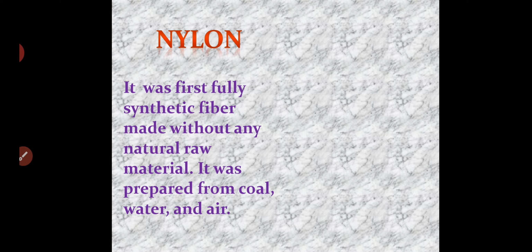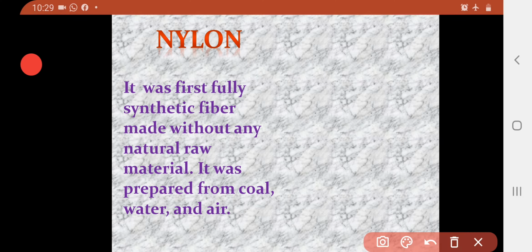Now the next one is nylon. It was the first fully synthetic fiber. Nothing is mixed in this. It is the first fully synthetic fiber made without any natural raw material. It was prepared from coal, water and air. So students, if the question comes to you, which one is a fully synthetic fiber, your answer should be: nylon is called a fully synthetic fiber.